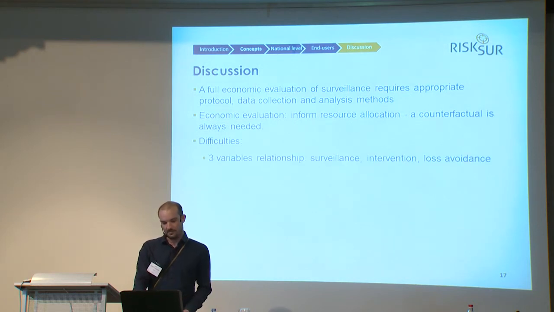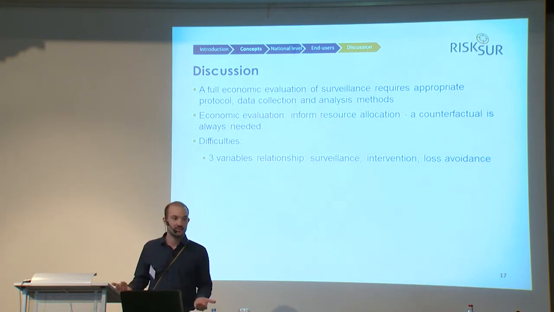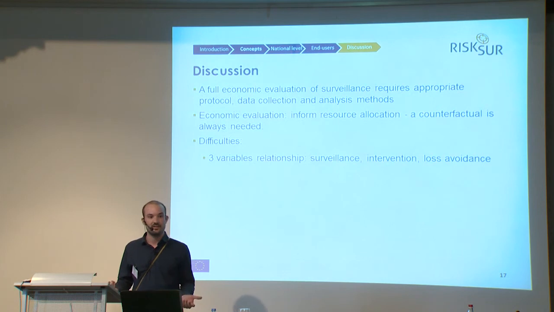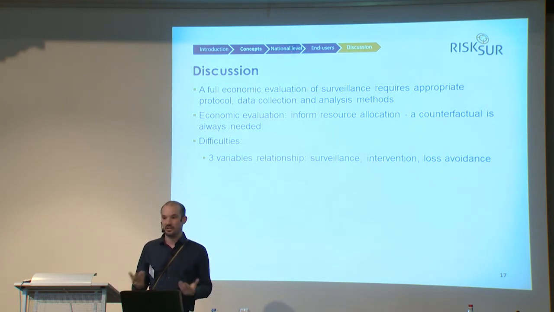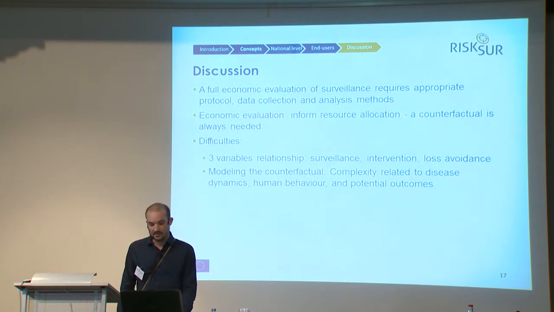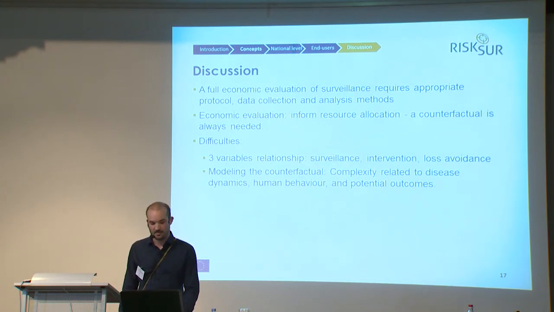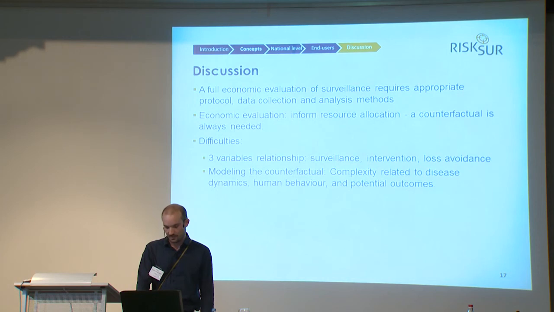And the difficulties are that there are three variables, like Barbara said. The benefit of surveillance is loss avoidance, but surveillance itself is pointless if there are no mitigation measures. So there are three variables: investment in surveillance, intervention, and loss avoidance. As there is always a counterfactual and at least one alternative of the choice is hypothetical, there is a need to model the effect of this choice, using modeling that takes into account disease dynamics and human behavior, and to establish the potential outcomes.